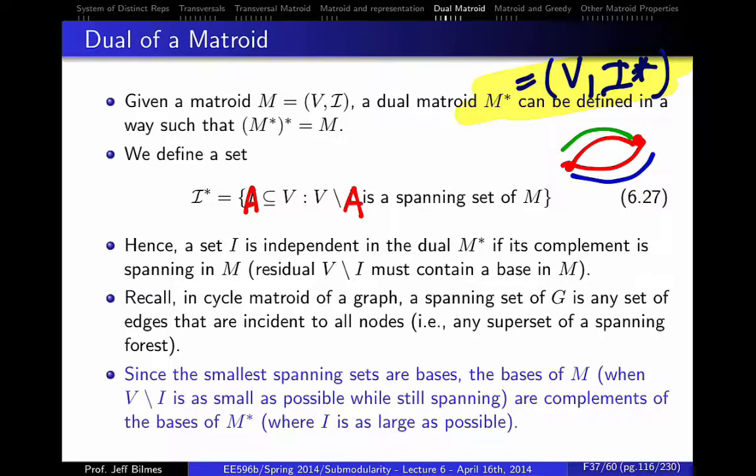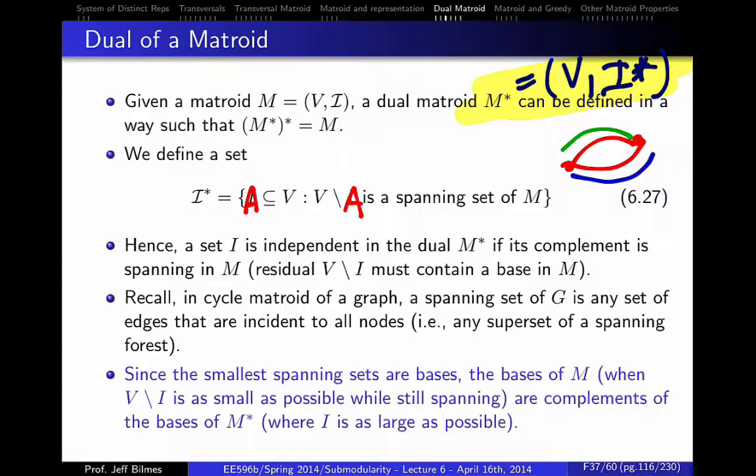But in our definitions, we have been defining I as the set of all independent sets. So the spanning tree comes out of I, right? And if we are saying that V minus A is the spanning set of M, that means the complement, which we are calling I star, also has to be a spanning tree itself. No, the complement has to be independent. I star is the independent sets. I star is not necessarily the spanning sets. It's only the maximal members in I star which are going to be spanning in M star.